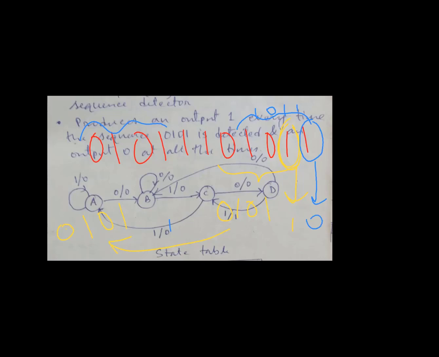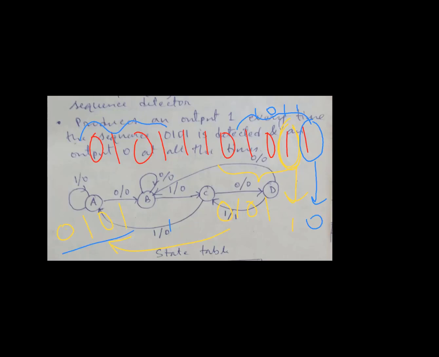In this way, a sequence detector scans each bit, and for the sequence 0101, since it is a 4-bit sequence, it always looks at the last 4 bits. When it scans a bit, it looks at the last 4 bits. When the last 4 bits are 0101, then output is 1. Otherwise, output is 0. This is for this example.